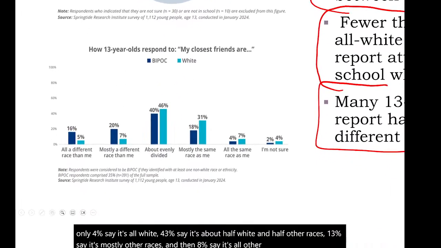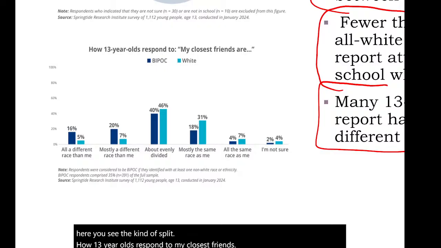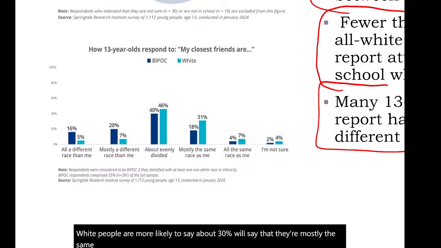And again, here you see the kind of split of how 13-year-olds respond to who their closest friends are. The most common position for both white people and BIPOC people is about evenly divided, right? Although you definitely see that white people are more likely to say, about 30% will say, that their friends are mostly the same race as them. So that's a big number as well. So, fun stuff there.